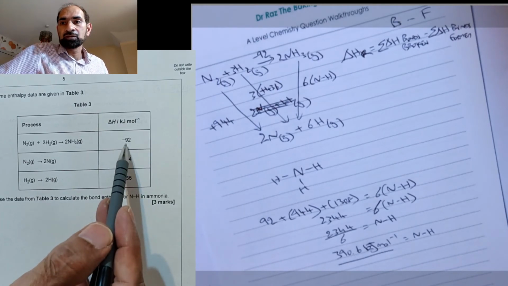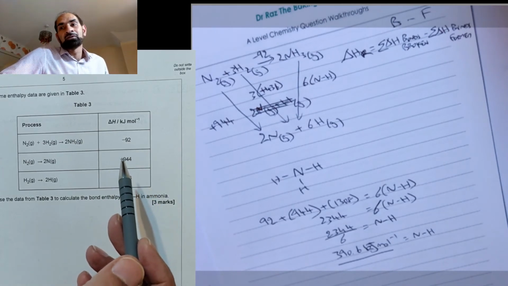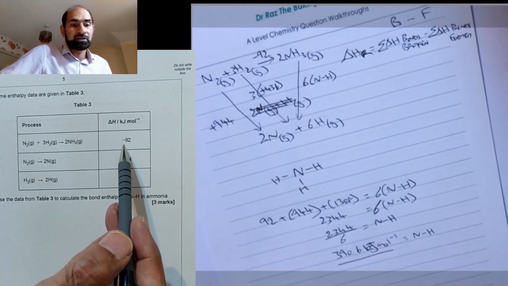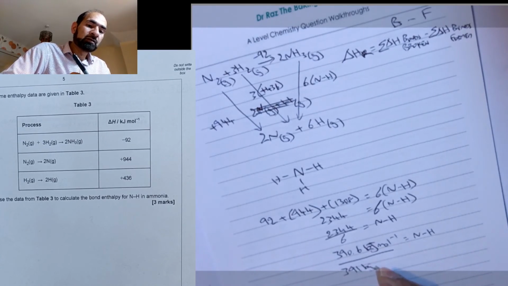So this is the smallest one, so you can leave it as 2 sig fig. So I suppose 2 sig fig or greater. So I suppose you can leave it as 2 sig fig, but nothing less than 2 sig fig. So I can leave it as 391 kilojoules per mole.